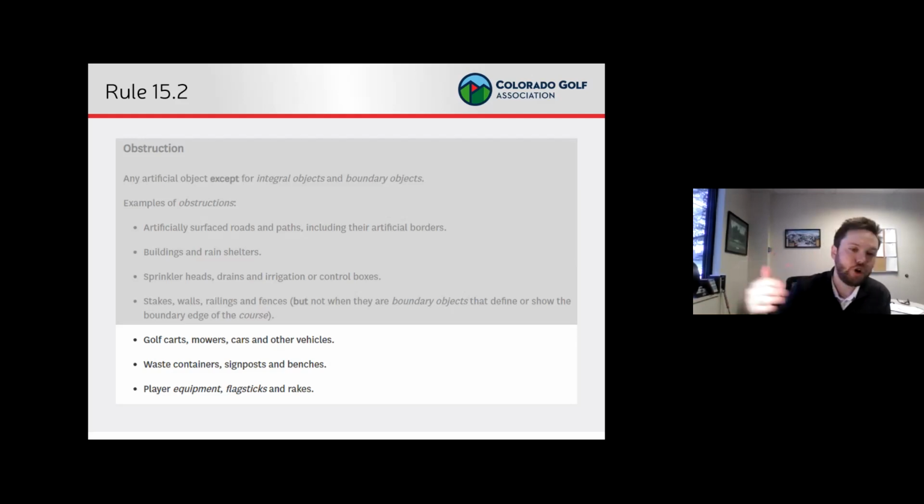But the bottom: golf carts, mowers, cars, and other vehicles, waste containers, signposts, and benches, player equipment, flag sticks, and rakes. That bottom one is super important. Player equipment and flag sticks, those are movable obstructions. We're not going to cover that now. We've covered some rules, especially in rule 11 and rule 13, where you can move those, and if it causes the ball to move, then okay, that's a movable obstruction. So again, that bottom one is a good one.